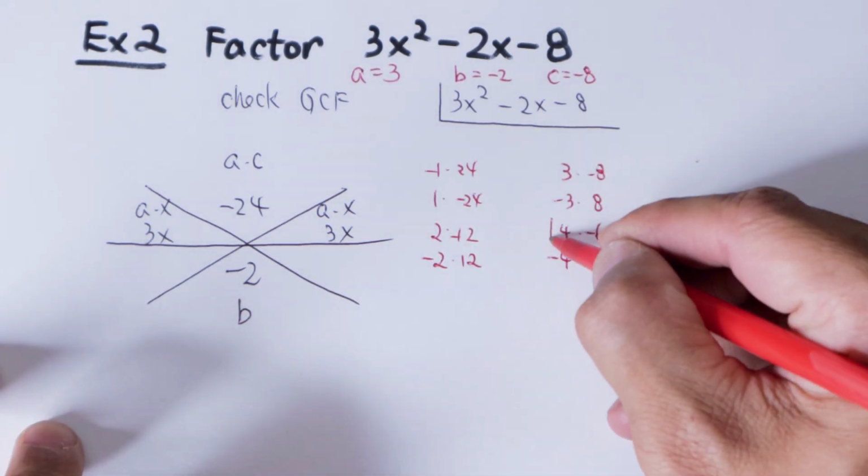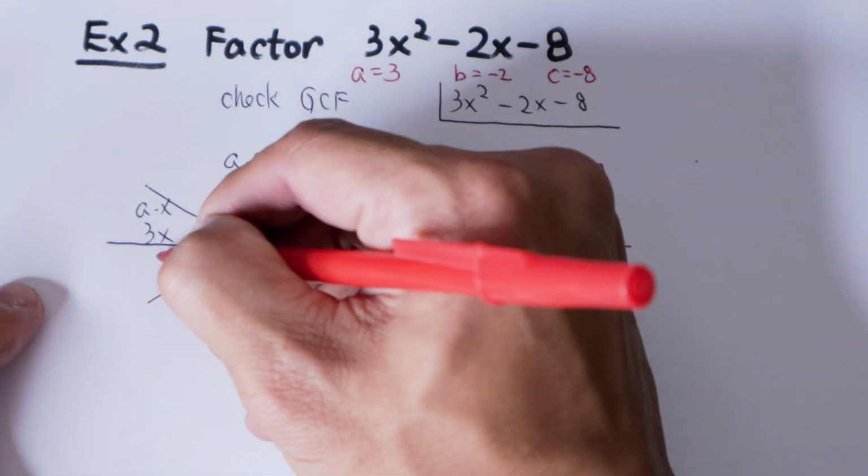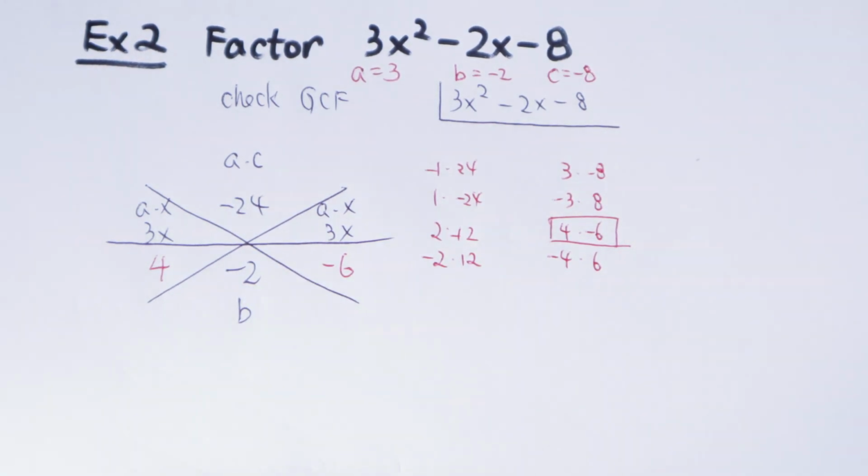Well, it's going to be this one because 4 plus negative 6 is negative 2. So therefore, those are the two numbers that satisfy this star method, which is 4 and negative 6.